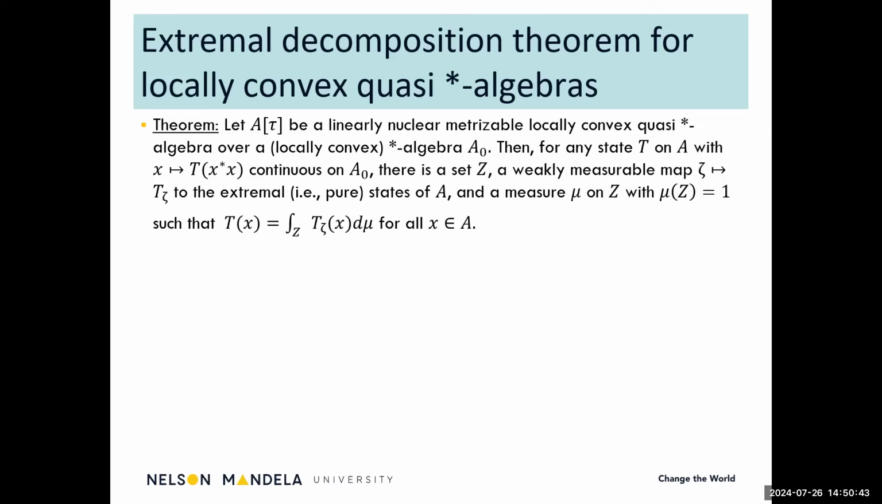Also, one can generalize that result to any linearly nuclear metrizable locally convex quasi-star algebra. A quasi-star algebra is again a collection of unbounded operators, which is a vector space, but it's actually a module over some algebra, call it A0. So you can't necessarily multiply, but you can only multiply an element in the quasi-star algebra with an element inside the actual algebra A0. It has an advantage, especially when working with unbounded operators, because multiplication of unbounded operators is not a trivial affair, as we all know.